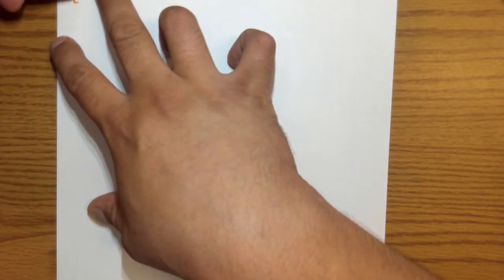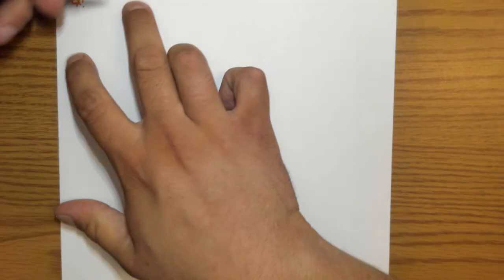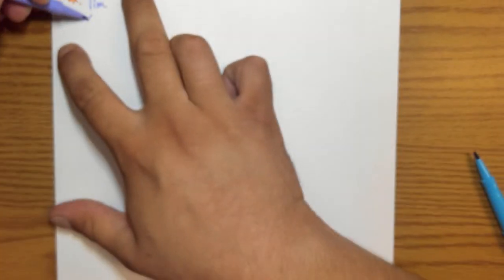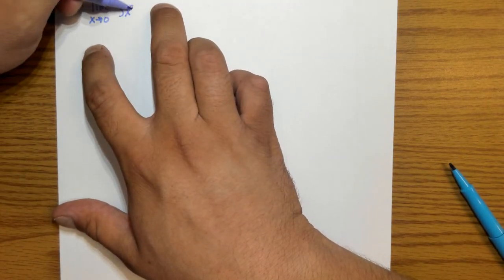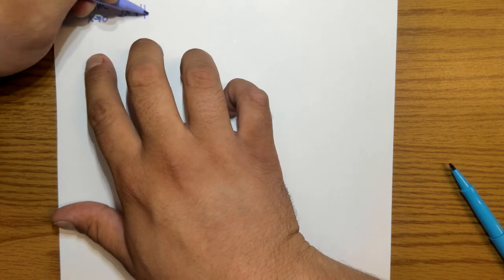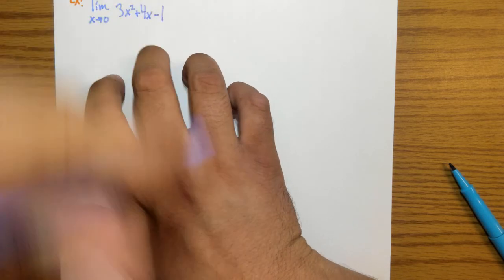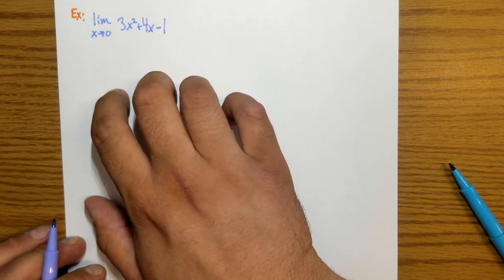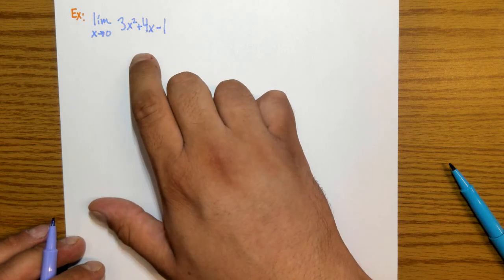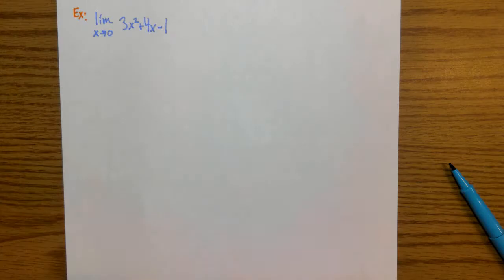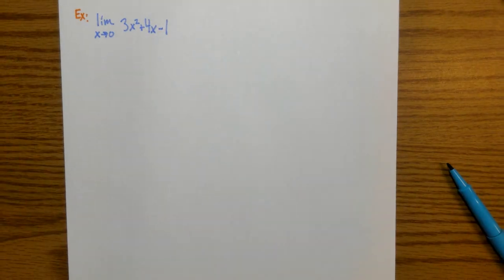And let's say now that I have something like this. I want to find the limit as x approaches 0 of 3x squared plus 4x minus 1. Well, here we won't run into the problem of having a 0 in the denominator, as you can tell, because, well, there is no denominator. So let's just go ahead and plug in 0 and see what we get.